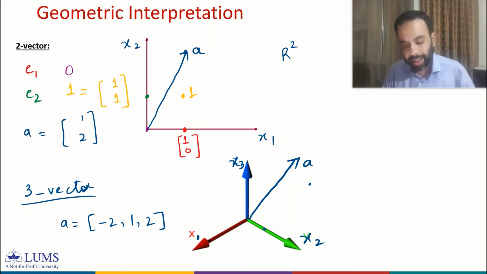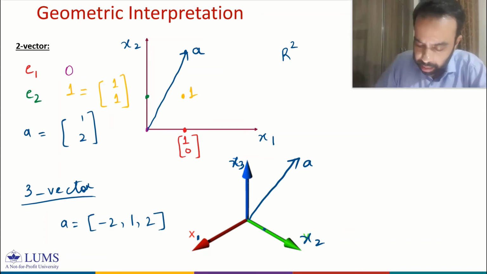Okay, so what is the interpretation of different entries of a vector? For example, we had a 2-vector A, the first entry was 1 and the second entry was 2. So the first entry quantifies the contribution of a standard unit vector E1 towards vector A, and the second entry of the vector A quantifies the contribution of E2, the second standard unit vector, towards A.